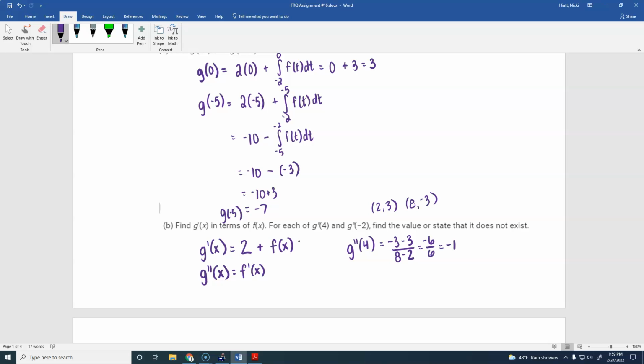You don't necessarily have to show that work. But especially if it's something where the slope's not as easy to tell, you might want to. So that is our slope there. What about g double prime of -2?